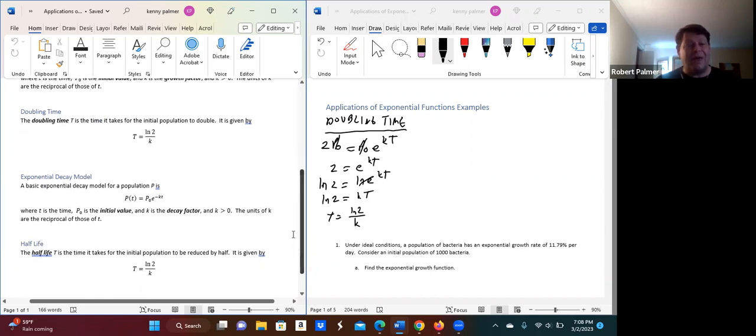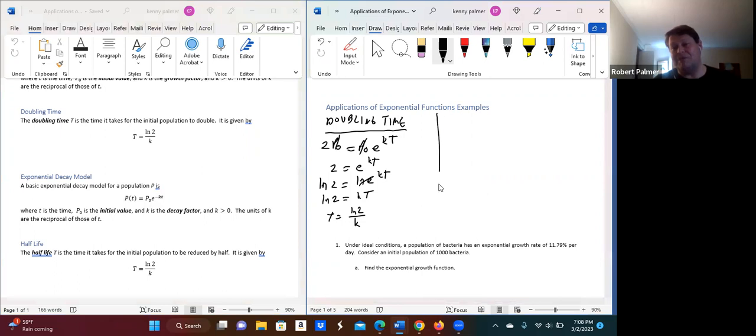Now we also have what's called the half-life, and the half-life is actually related to the doubling time, and we'll see it's actually given by this same expression. Okay, so the half-life, the time it takes for the initial population, P0, to reduce by half, is given by, as you can see, the same expression. Let's take a look and understand that.